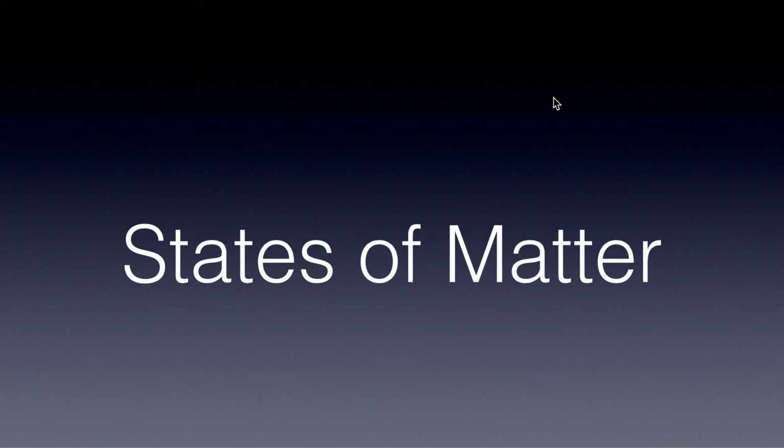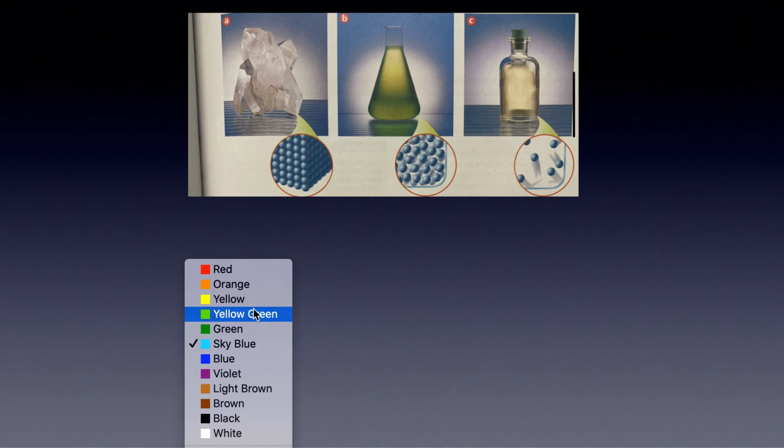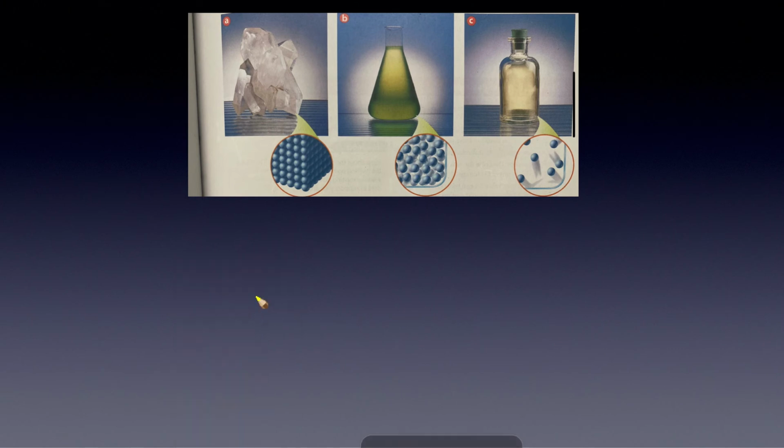Today we're going to talk about states of matter. Now, last video we talked about what matter is and the components of matter, and now we're going to talk about a few individual types of matter. So if we look at these three pictures here, I'll give you some characteristics and we'll decide which state of matter we have.